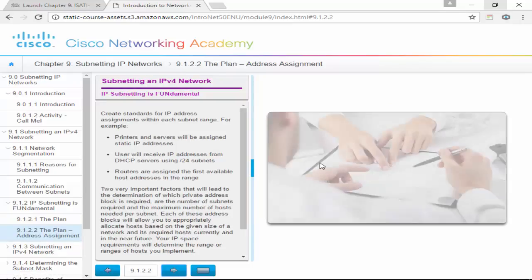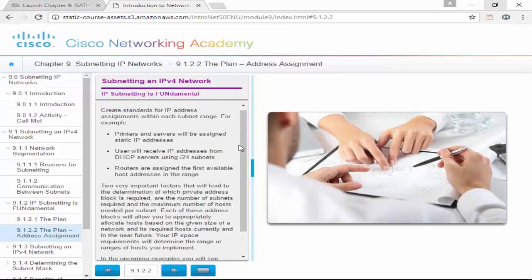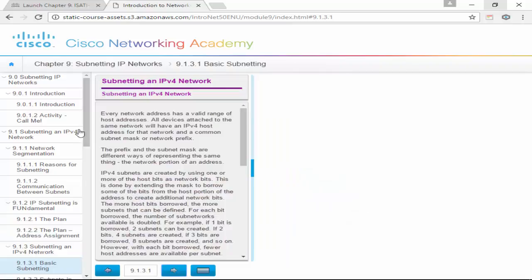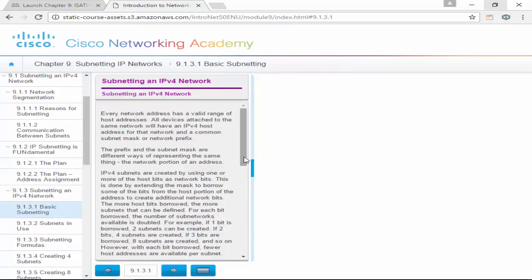Alright, so here we go into the plan. Printers and servers will be assigned static IP addresses. Users will receive IP addresses from DHCP servers using /24s. Routers are assigned the first available host address in the range. Basically just what we talked about. So if you want to see that again, go ahead and read through that.